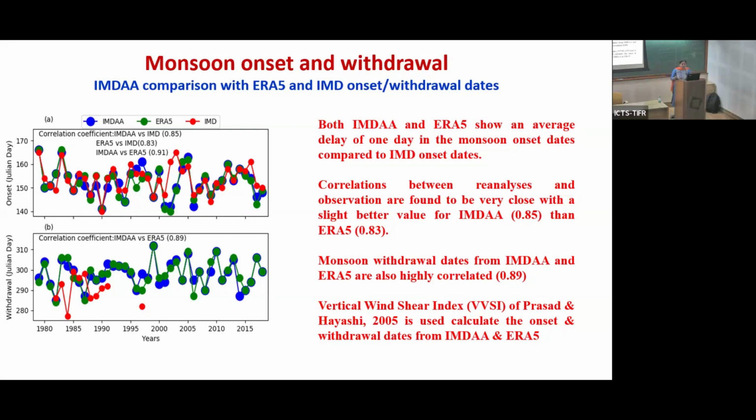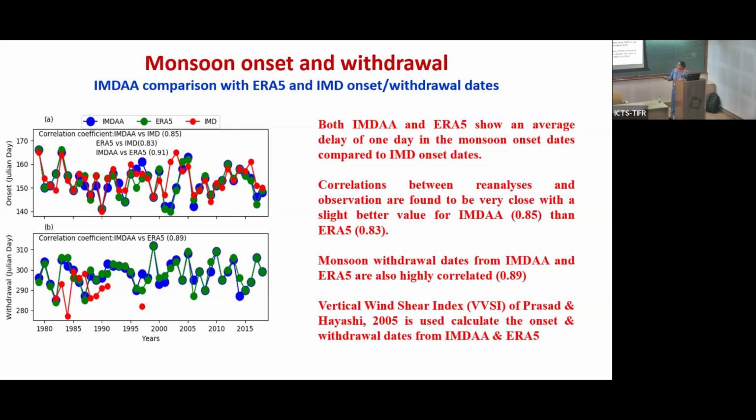For withdrawal, we don't have the withdrawal data set from IMD, because the withdrawal dates are different. We cannot say when the monsoon is completely withdrawn from the Indian landmass, because along with the southwest monsoon withdrawal, we have the onset of the northeast monsoon also. So it is very difficult. But again, we use this vertical wind shear method, and we calculated the withdrawal date of the southwest monsoon from the Indian landmass.